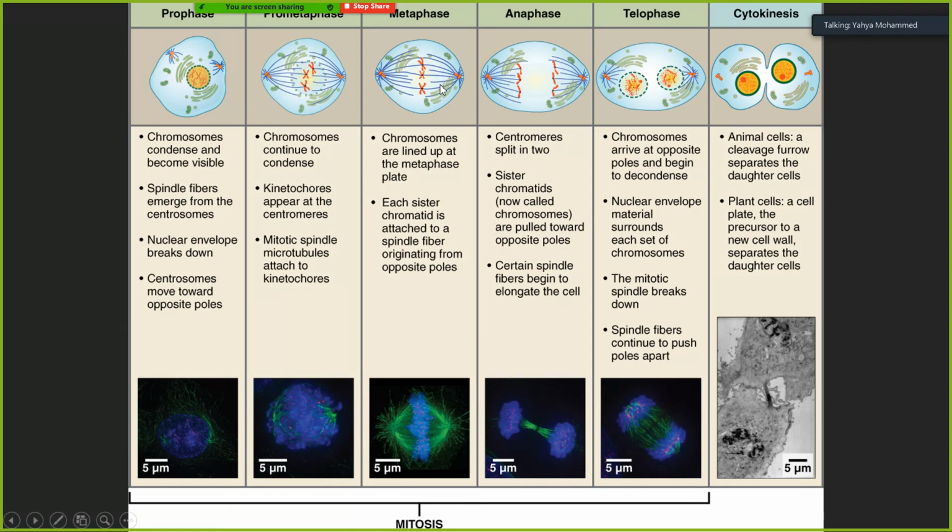They're trying to separate, right? Remember we doubled it, right? So when you attach from each side, it's going to pull one of those two chromosomes, and so basically it's going to be split in half, right?